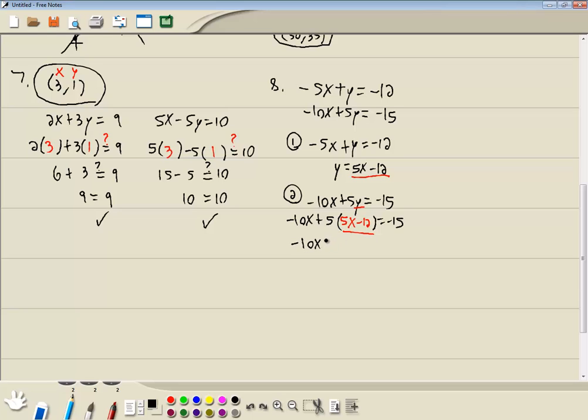Distributive property, 5 times 5 gives us 25x. 5 times negative 12 is negative 60. Negative 10x plus 25x is 15x, minus 60 equals negative 15. Take the negative 60 over, it becomes a positive 60. Negative 15 plus 60 is 45, I think. Then divide both sides by the number in front of your x, which is 15, and you get x is equal to 3.